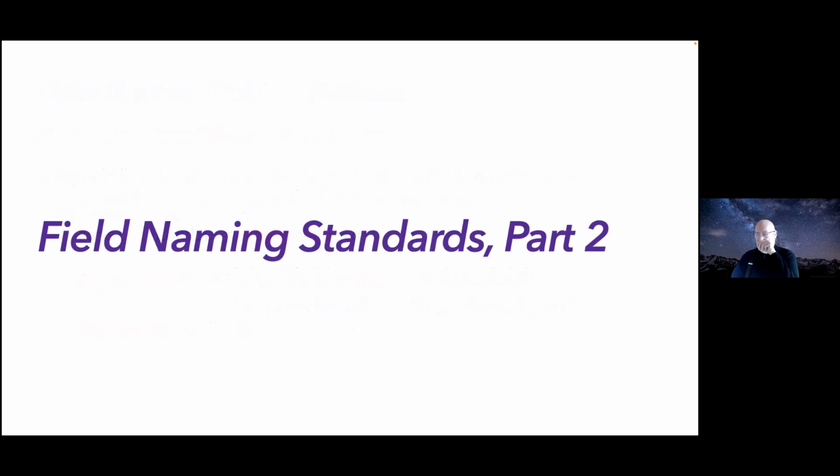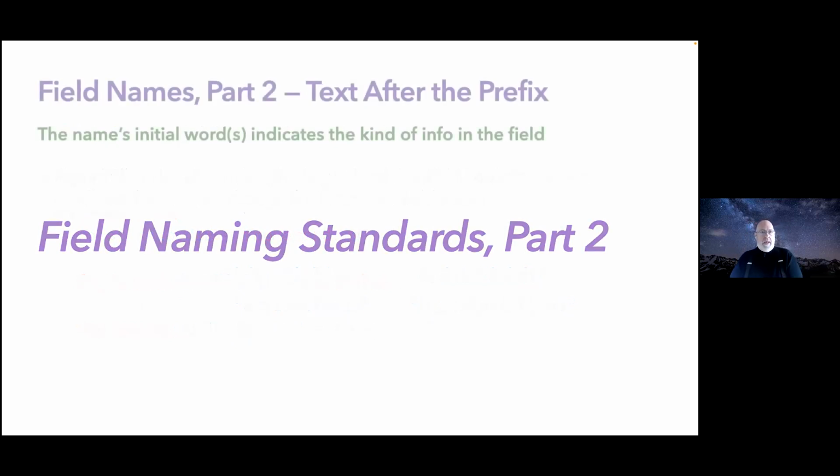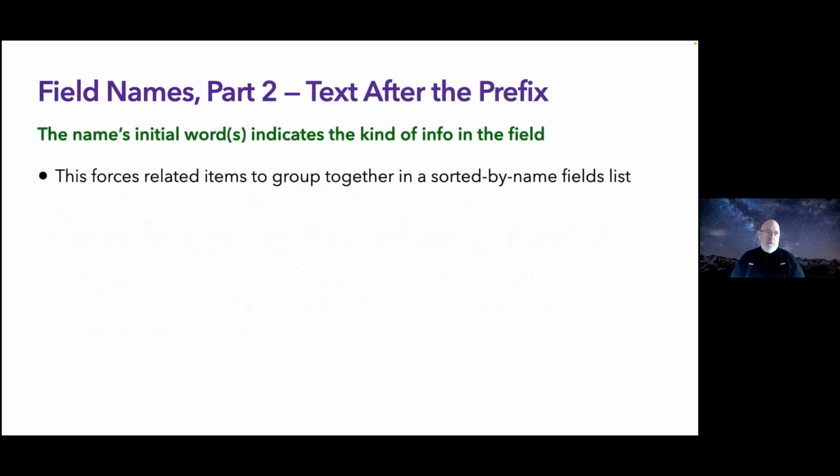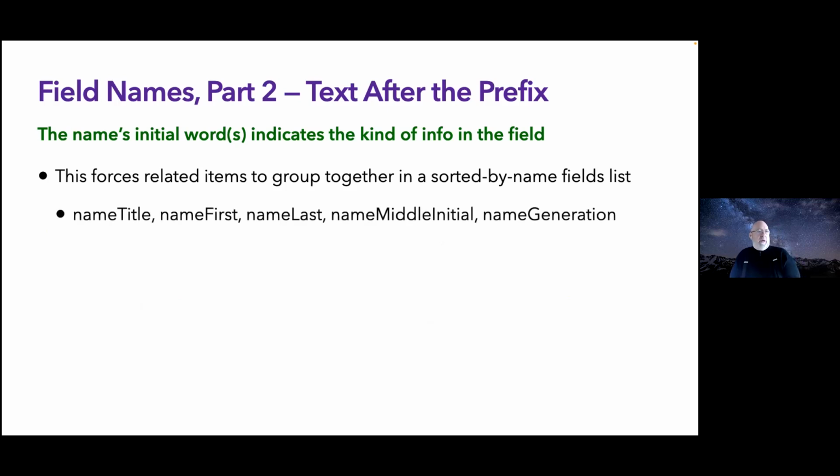Now we're going to do the second half of field naming standards. This is using the initial word or words in the field name to indicate what kind of info is in the field, and this forces items to group together in a sorted-by-name fields list. Again, we're creating pincushions instead of haystacks.